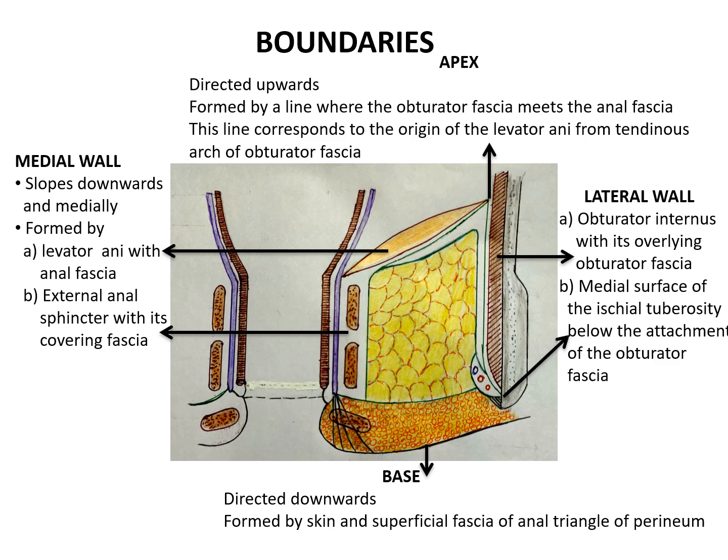Now, the apex is directed upwards and laterally. The apex lies at the junction of the medial wall and the lateral wall. The apex is formed by a line where the obturator fascia meets the anal fascia. This line corresponds to the origin of the levator ani muscle from the tendinous arch of the obturator fascia. The base is directed downwards. It is formed by the skin and the superficial fascia of the anal triangle of the perineum.